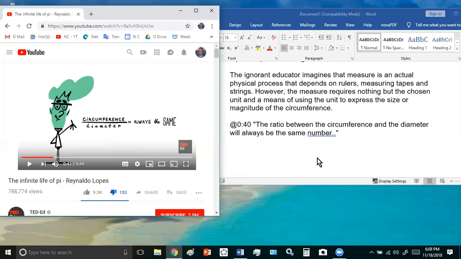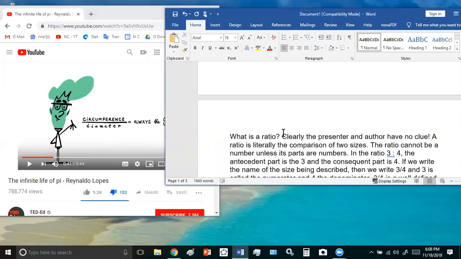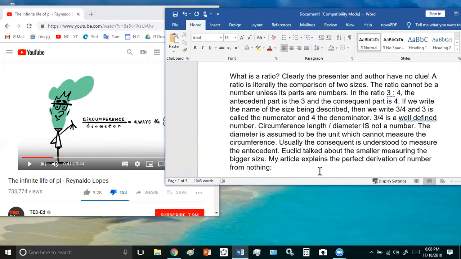So anyway, he says the ratio between the circumference and the diameter will always be the same number. Now let's see why that's a problem. Well, what is a ratio? Clearly, the presenter and author of this video have no clue. A ratio is literally the comparison of two sizes or magnitudes. The ratio cannot be a number unless its parts are numbers.